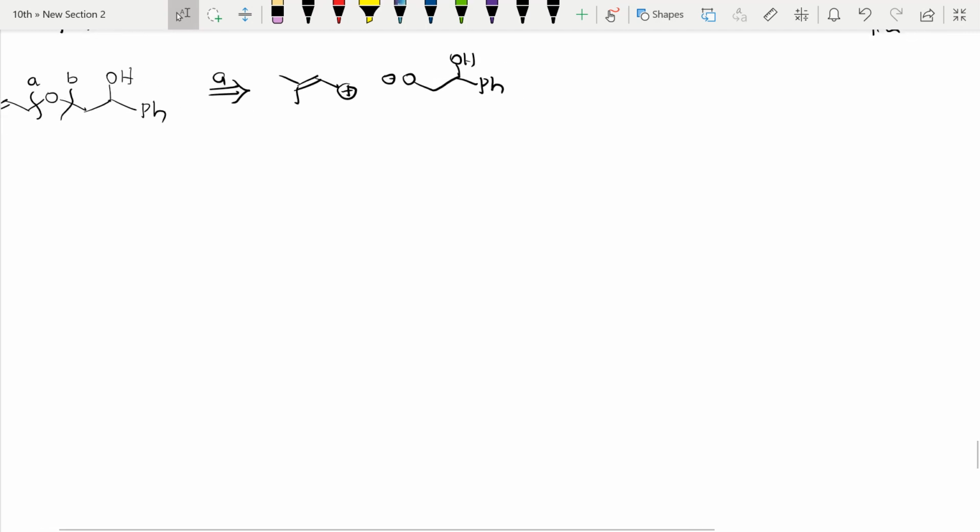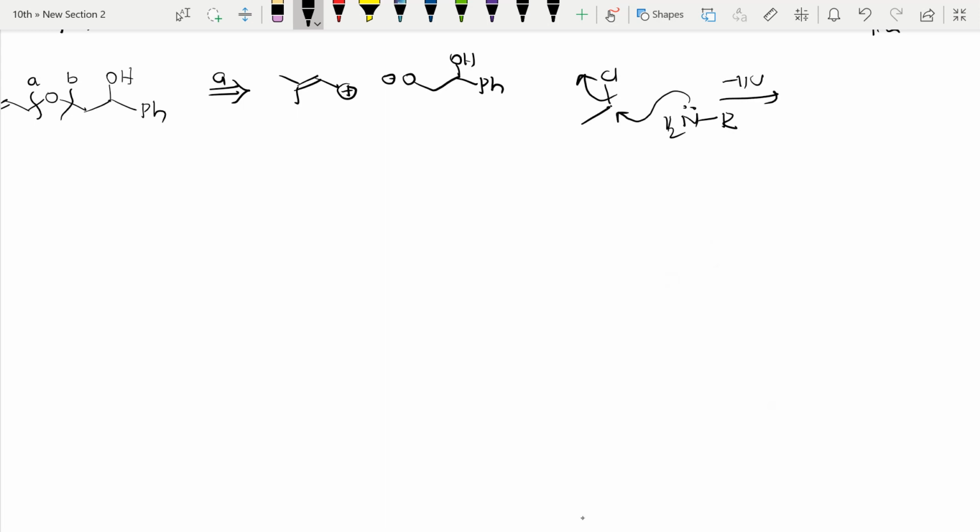For example, see here, what is this? CH3CH2Cl. Here I have an NH2 group which is attached to an R group. So easily I can do an SN2 reaction and the bond formation will be easy. HCl will be liberated and I can form CH3CH2NH-R. So this bond will be easily formed.